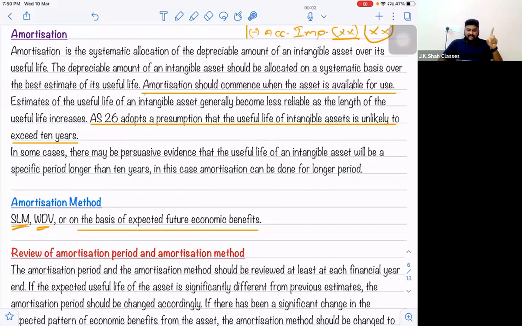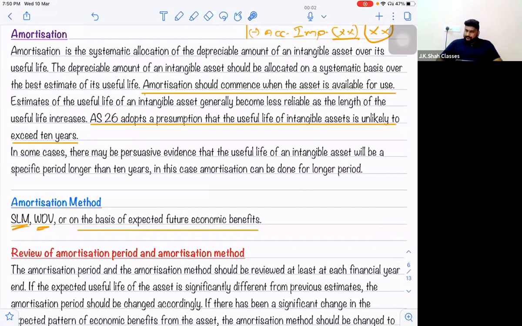That is why AS 26 adopts a presumption that the useful life of an asset should not go beyond 10 years. This is an assumption, or you say you have to follow this point as per AS 26. The maximum time period for amortizing any asset can be 10 years, but if you have a lower life, amortize in the lower life. But they also say that in some cases there may be persuasive evidence that the useful life of the intangible asset will be greater than 10 years. So if you have a proper justification, then you can amortize for a time period greater than 10 years.